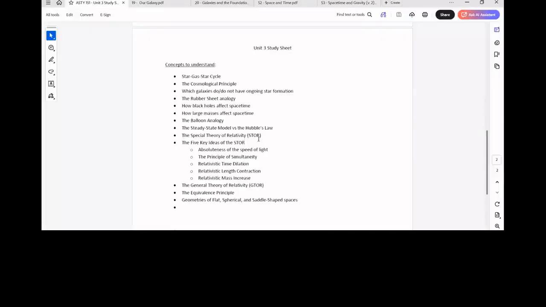The 5 key ideas of the special theory of relativity are the absoluteness of the speed of light. So it is not possible for light to travel faster than 300,000 kilometers per second if it's moving through a vacuum. It's also not possible for any object with mass to reach 300,000 kilometers per second. We have the principle of simultaneity, which describes the apparent disagreement that two observers might have about whether or not two events are simultaneous.